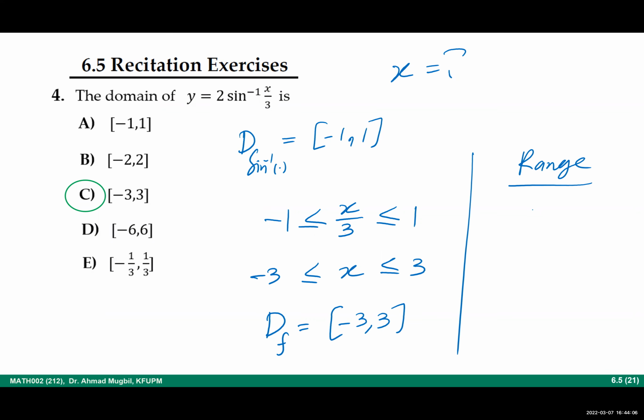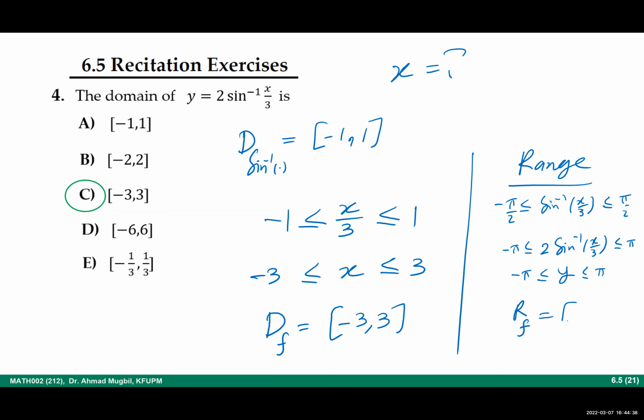If the question is about the range, it is good to make a combination between them. To work on the range, you will say that sine inverse, whatever, will be between pi over 2 and negative pi over 2. If you multiply by 2, you build up your function. This will be pi and negative pi. And of course, according to that, the range of this function will be the closed interval negative pi and pi.